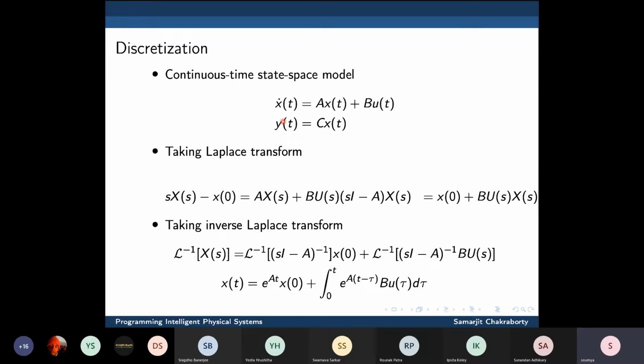Are you able to map how this x dot t, this equation, comes to this Laplace transform equation? Yes, sir. Anybody who is having an issue?